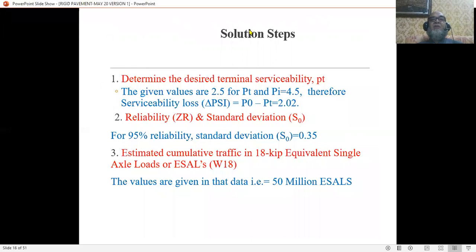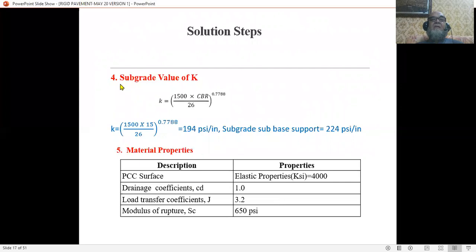First thing first, solution step 1. Calculate delta PSI, likewise P0 minus PT, and it becomes 4.5 minus 2.5, this becomes 2.0. Reliability, for 95% reliability, and we will be designing for standard deviation 0.5. Estimated cumulative traffic, and this is already given to us, and it is 50 million vehicles. We would like to know the value of K, and since CBR is given, we come up with 200 psi, but since we have a 4-inch subbase, we'll improve this, and from the table I have shown you in the last lecture, you come up with this value of 224 psi by interpolation.